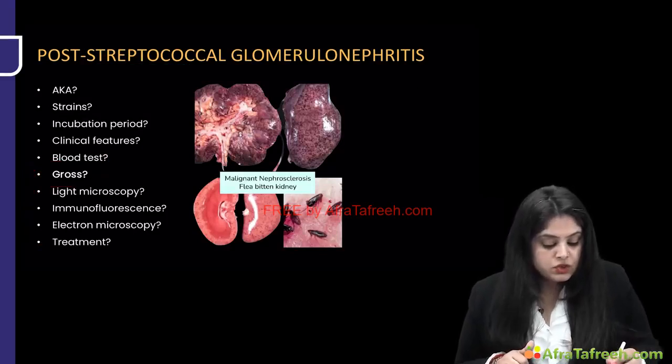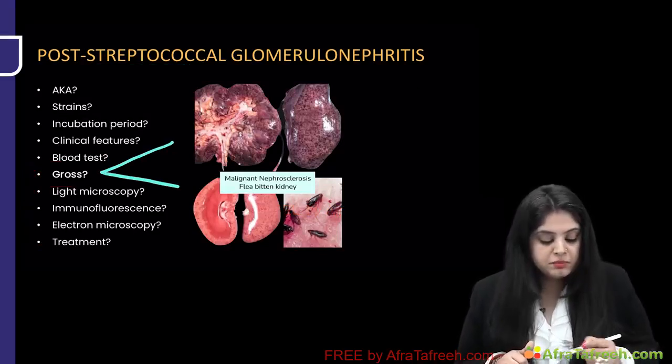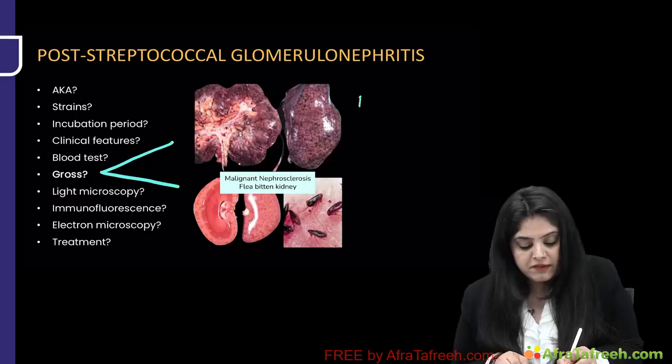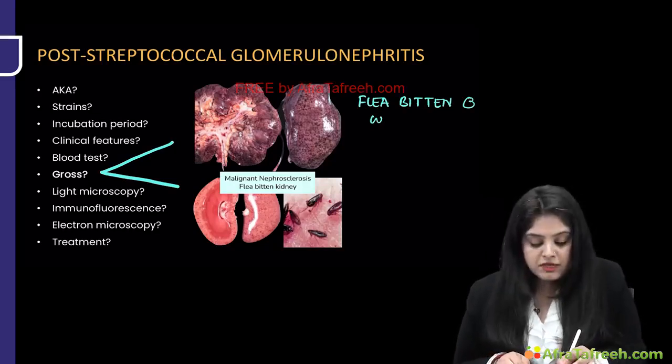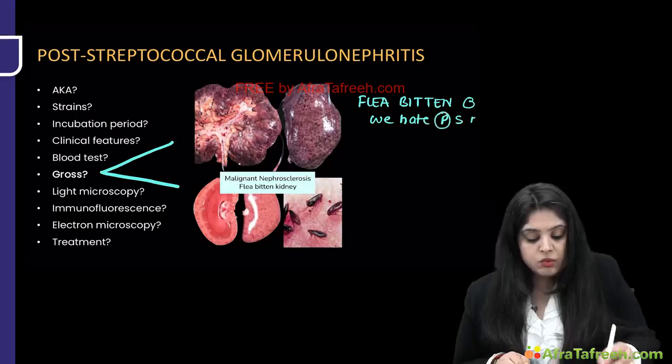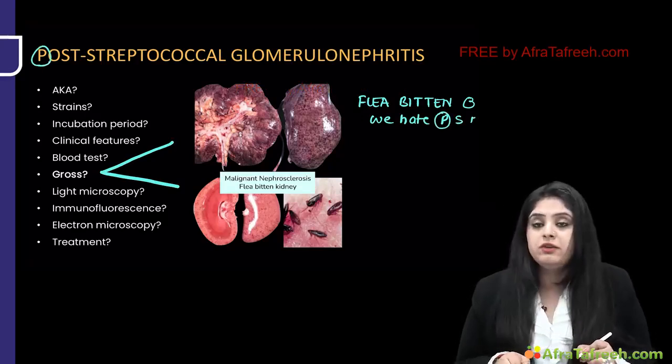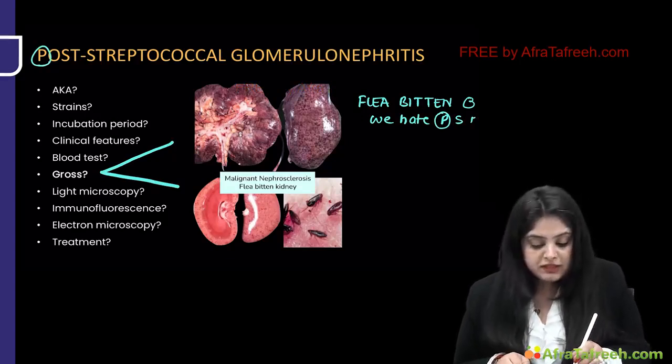Guys, did I not teach you these pictures in the beginning part? What are these pictures? The very famous flea-bitten kidney. And I gave you a mnemonic also for flea-bitten kidney, and that was We Hate PSM. Remember, in We Hate PSM, I told you that P was for post-streptococcal glomerulonephritis. And you can see these two pictures.